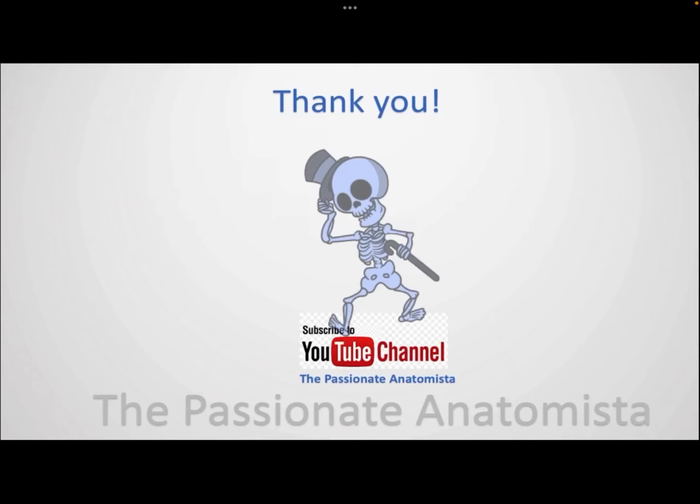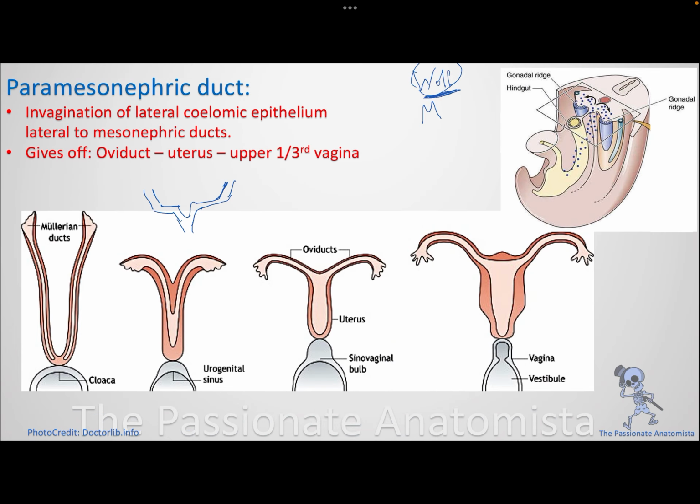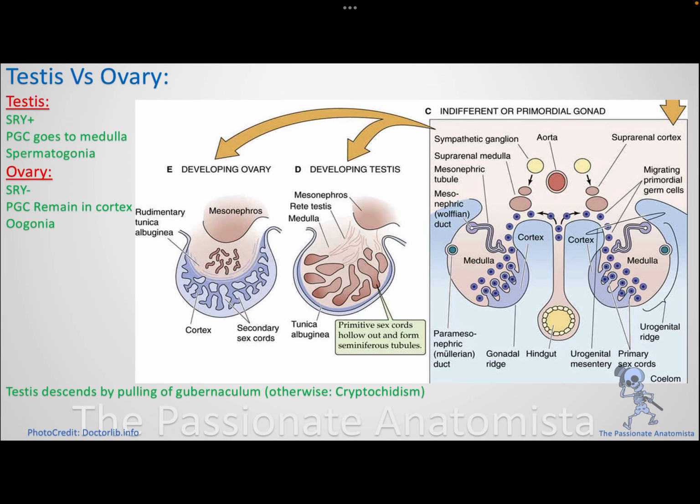If there is any problem with the descent of the testis by the pulling of the gubernaculum, and also there are two factors that cause the testis to descend. It's also because the upper part of the abdominal cavity is growing faster than the lower part. That's why the testis is going to get pulled down into the scrotum, along with the pulling of the gubernaculum. And I think I wrote the pathology here: failure of the descent of the testis, we call it cryptorchidism.